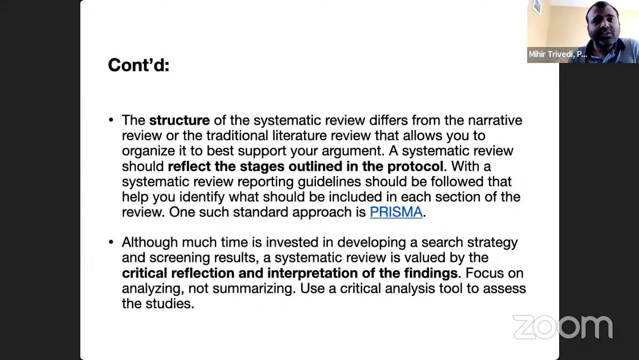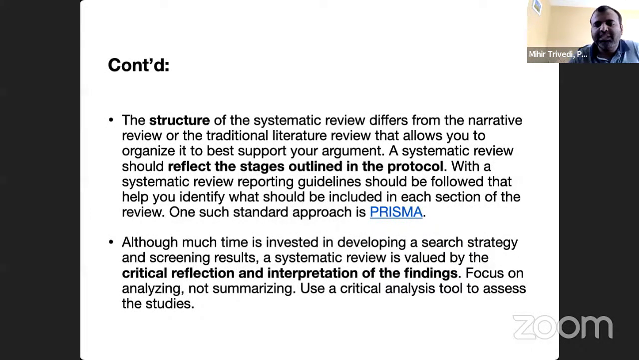The structure of the systematic review differs from the narrative review or the traditional literature review, which allows you to organize it to best support your argument. A systematic review should reflect the stages outlined in the protocol. With a systematic review, reporting guidelines should be followed that help you identify what should be included in each section of the review. One such standard approach is PRISMA.